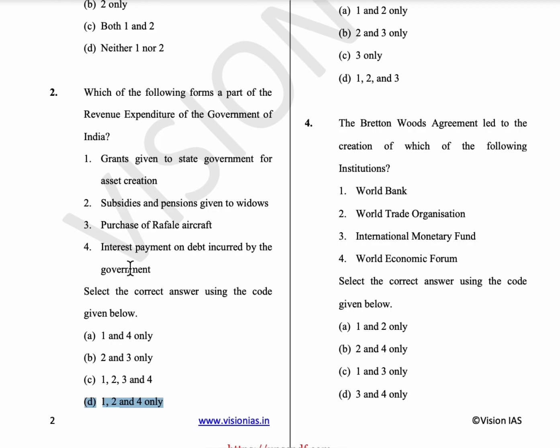We have capital expenditure also. It is related to the creation of assets, like purchase of new weapons for the country's defense sector, which is a part of capital expenditure. So here purchase of Rafale aircraft is a part of capital expenditure. Revenue expenditure includes the expenses for the normal functioning of the government. So grants to the state government, pensions and subsidies, salaries and interest payments are all examples of revenue expenditure, remember. So here option D is the right one.